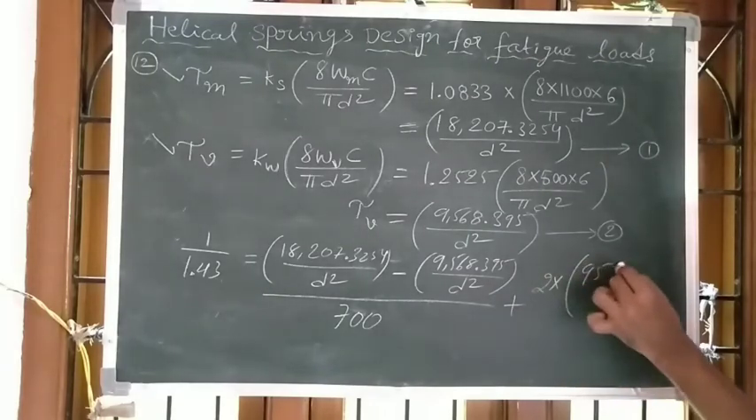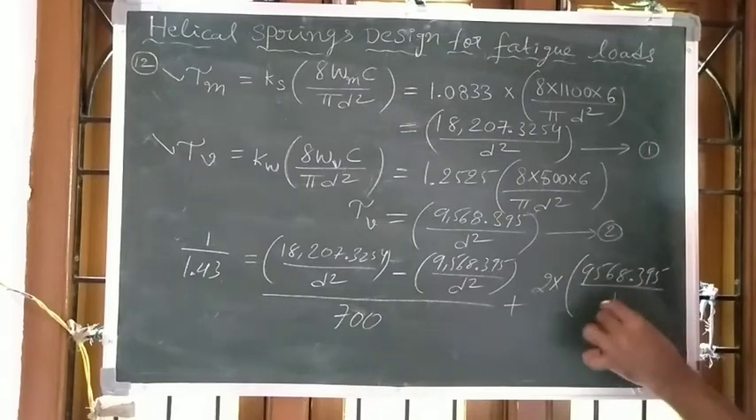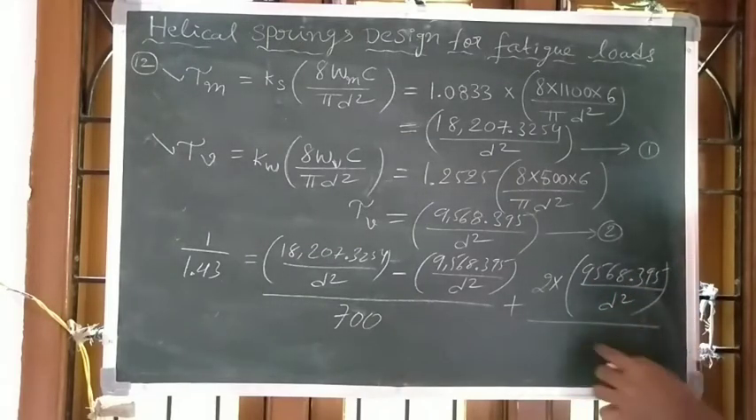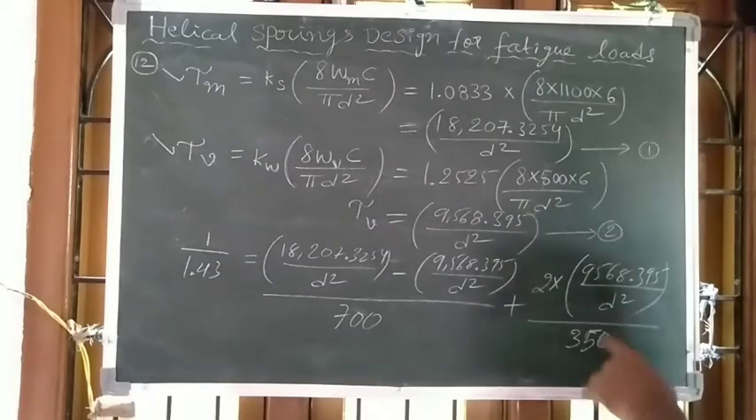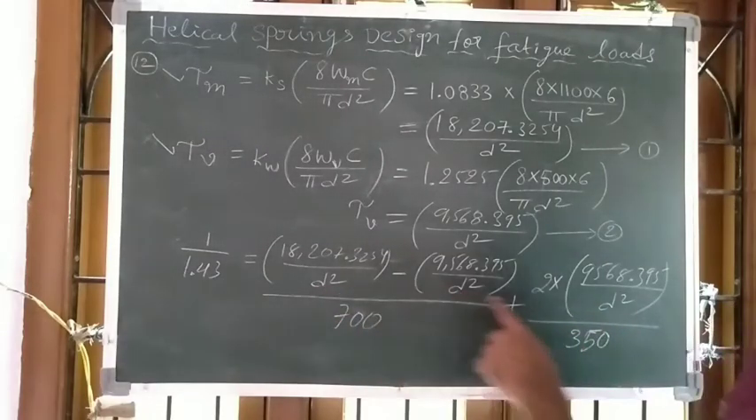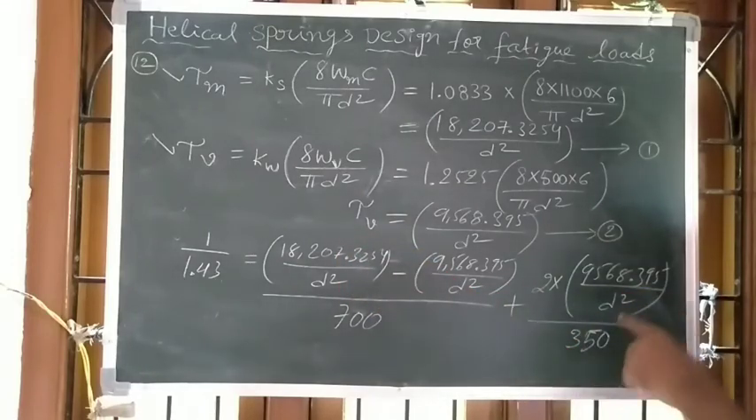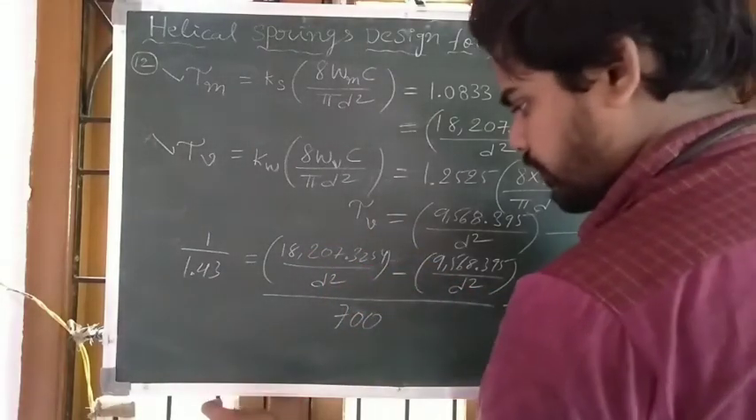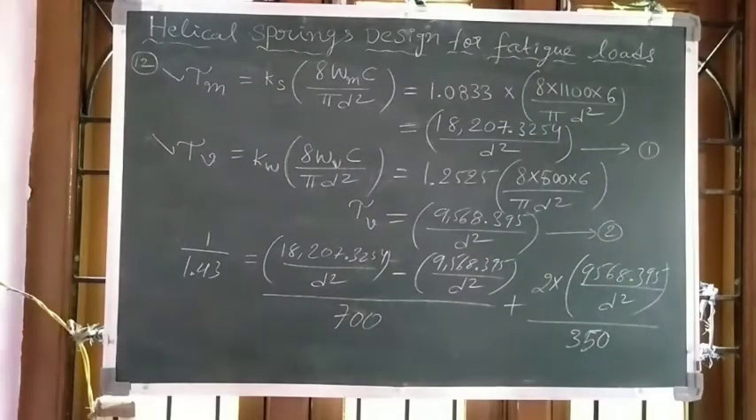9568.395 divided by d square, whole divided by tau e. Tau e, how much? Endurance shear stress, 350 MPa. Now here we can take d square as common. See, d square, d square, d square. So we can take d square as a common term.